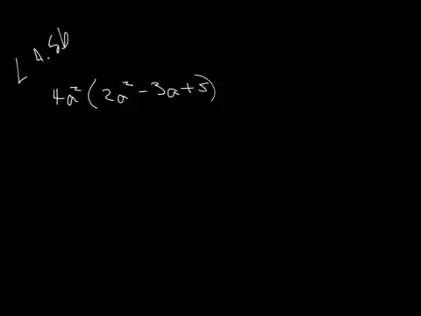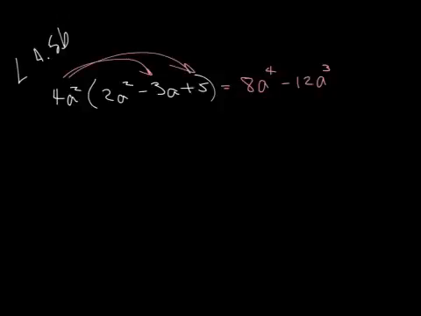Alright, so 4a squared times 2a squared is 4 times 2 is 8. A squared times a squared is a to the 2 plus 2. Now we're going to multiply it by that. 4 times negative 3 is negative 12. A squared times a is a to the 2 plus 1. That gives me an a cubed. Now we're going to multiply it by that. And 4 times 5 is going to be a positive 20. A squared, there's nothing to multiply it by, so we're left with that when you're all done.